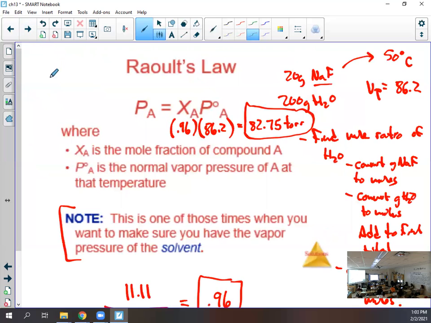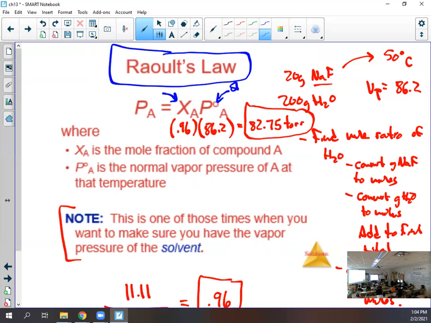Okay. Raoult's law. This is the math. It's not as hard as it looks, especially since we already know how to find x of A. All right, so Raoult's law says we have our pressure of A, or our vapor pressure, is equal to this mole ratio of A times the pressure naught. This would be what it should be.